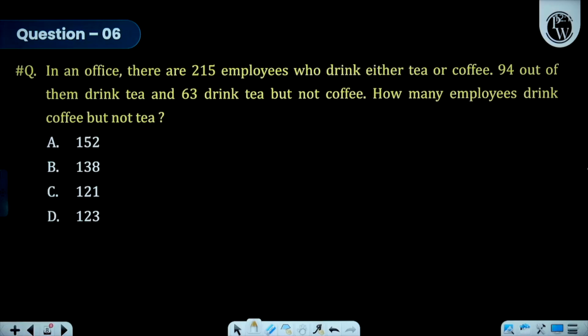In this one, it is saying that in an office, there are 215 employees who drink either tea or coffee. 94 out of them drink tea and 63 drink tea but not coffee. How many employees drink coffee but not tea? So guys, you can definitely pause the video and take around 45 seconds to solve this. Okay, let us see how we can solve this.